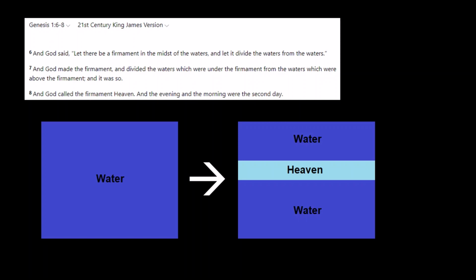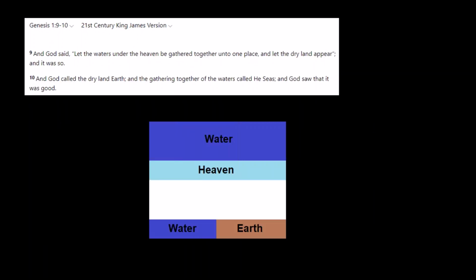So something that is immediately noteworthy is that heaven in the Bible is not a vague place in another dimension, but a physical structure with clear boundaries and a fixed location. And subsequently, the water under heaven forms the sea, and the earth is created.